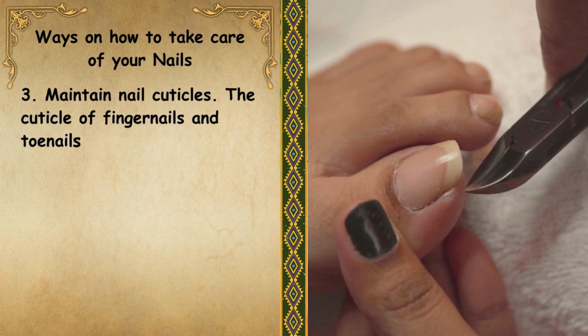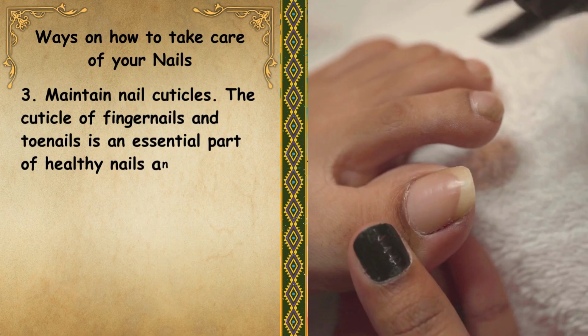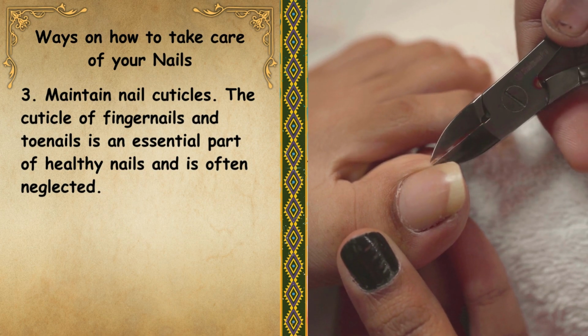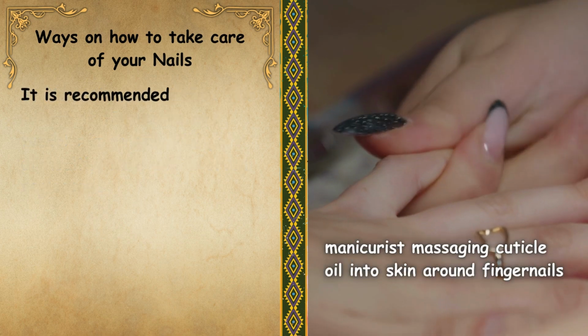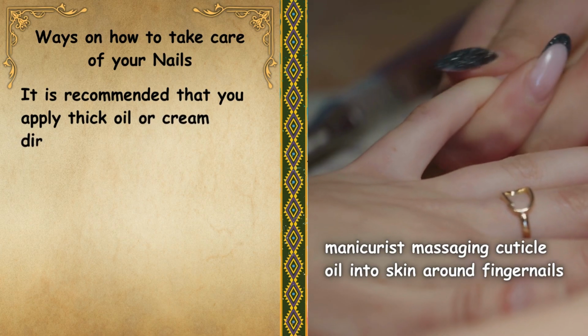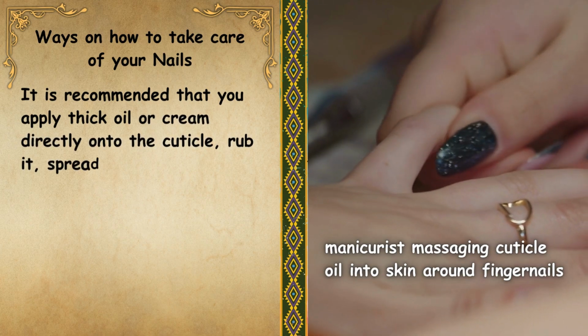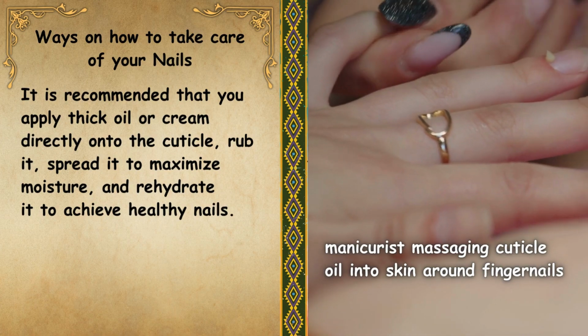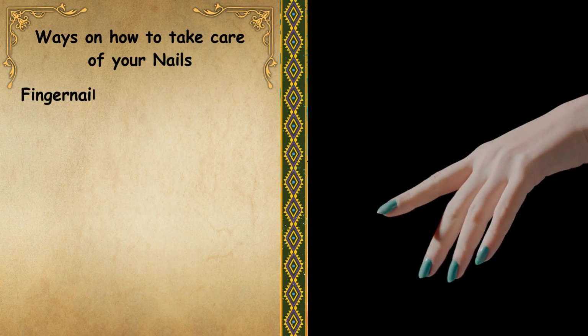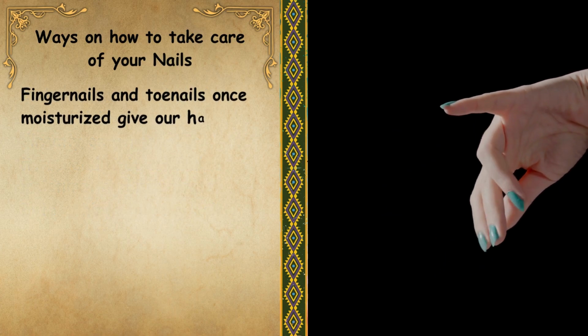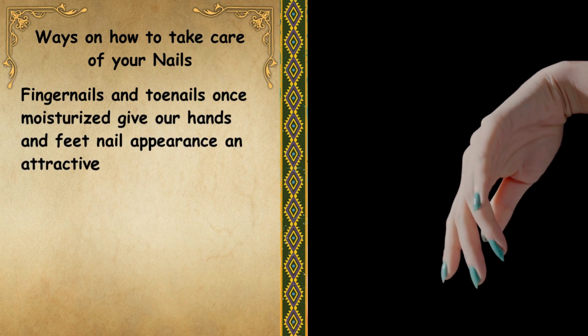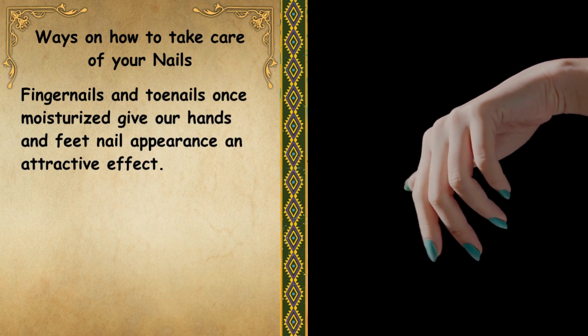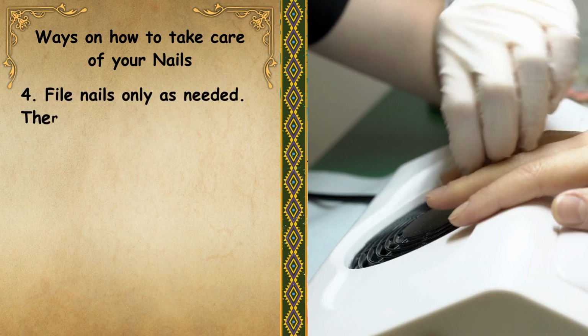3. Maintain nail cuticles. The cuticle of fingernails and toenails is an essential part of healthy nails and is often neglected. It is recommended that you apply thick oil or cream directly onto the cuticle, rub it, spread it to maximize moisture, and rehydrate it to achieve healthy nails. Fingernails and toenails once moisturized give our hands and feet nail appearance an attractive effect. 4. File nails only as needed.